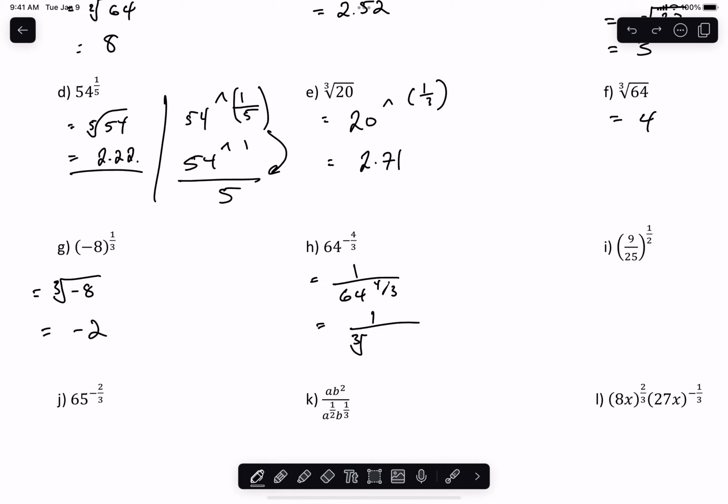Oh boy. So we should get something like 1 over 256.